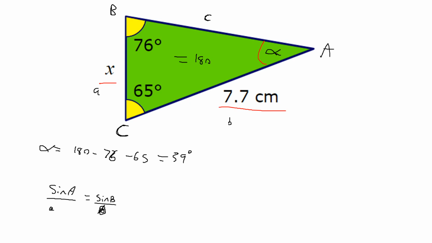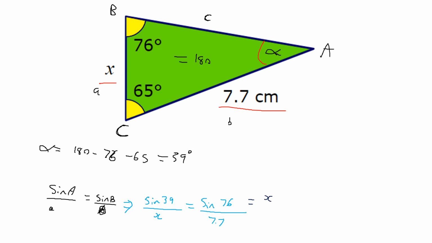Okay, so now let's see what we've got. Our A in this case is 39, so sine 39 is there. Our a length is x, and it's equal to, our B is 76, so sine 76 over our length is 7.7. Now, notice how I did this the wrong way round. That's fine, because all I need to do is just flip the fractions.